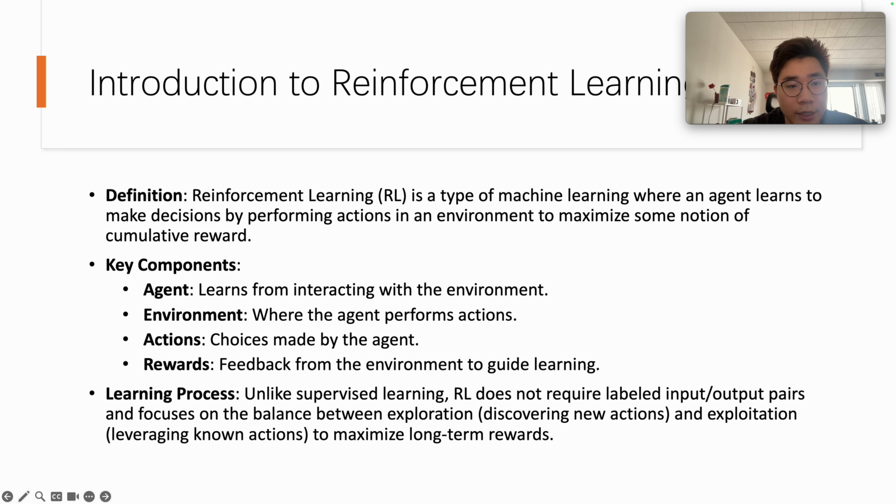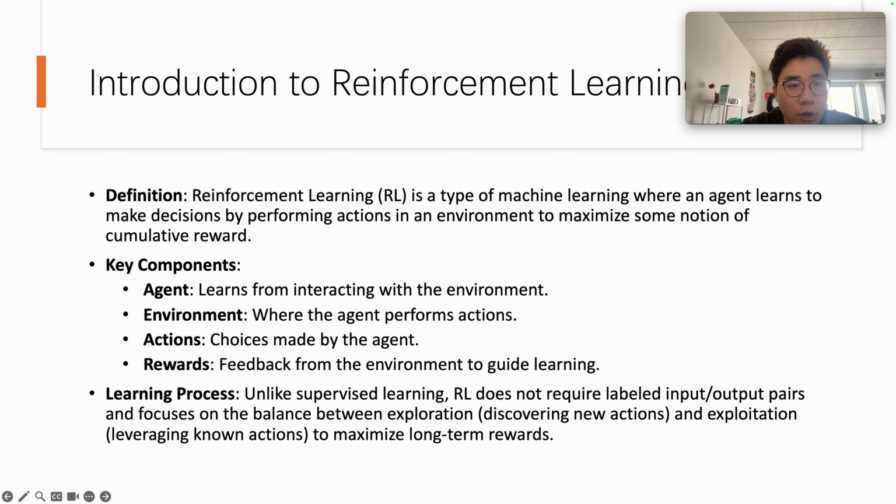And as described in the definition, reinforcement learning has four key components. The first one is the agent, which learns from interacting with the environment. The environment is the second one, which is where the agent performs the actions. The actions are chosen by the agent. And finally, the rewards are the feedback from the environment to guide the learning process.